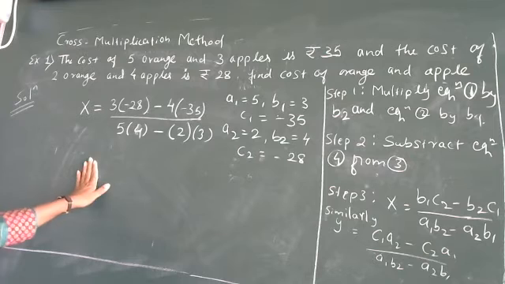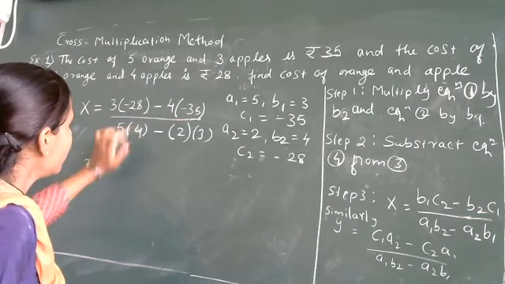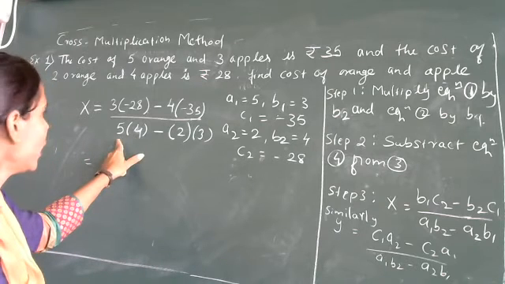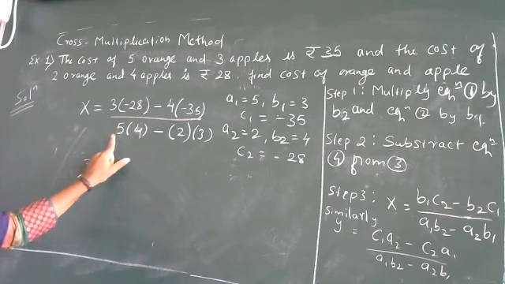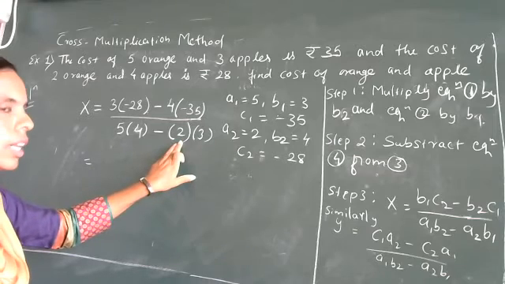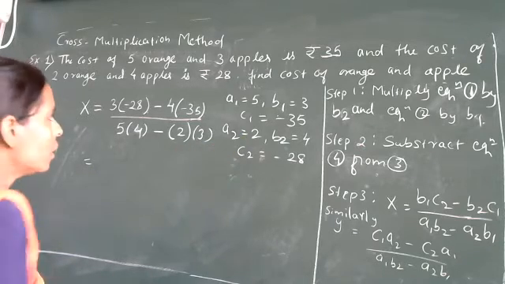Is it correct? Okay. Just make it correct because first we have written here B1. First here we have to write A1 into B2, and A1 is 5, B2 is 4, minus again A2 into B1. A2 is 2 as we have written here.